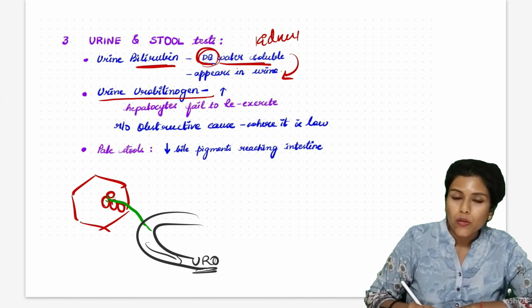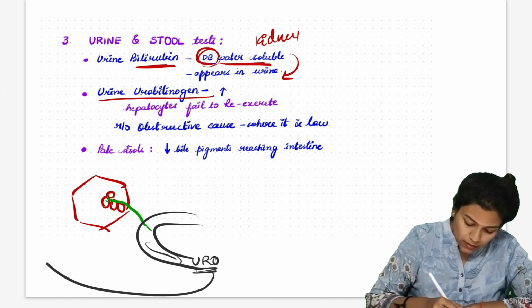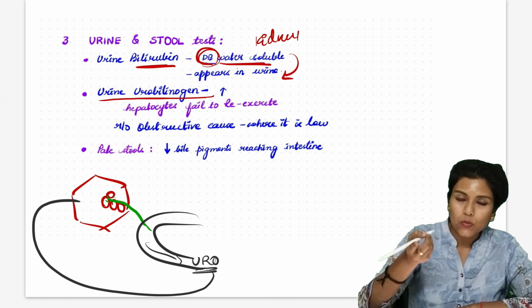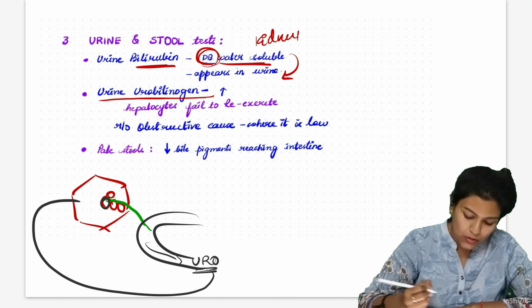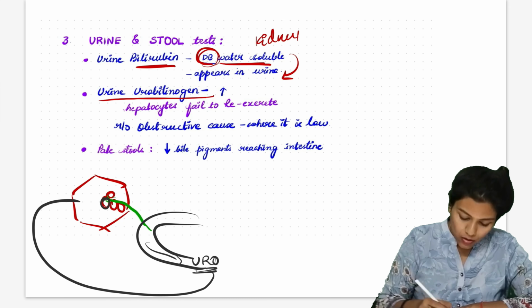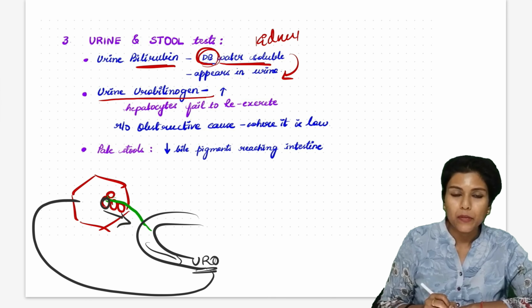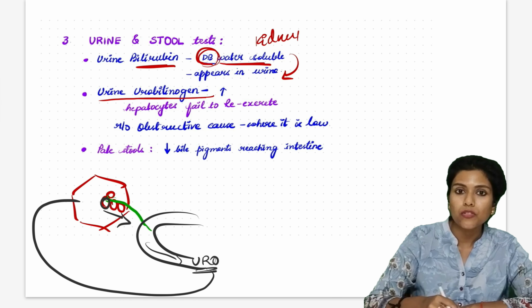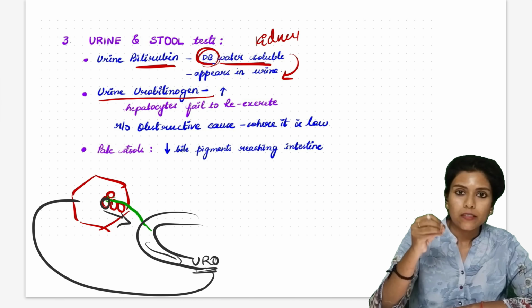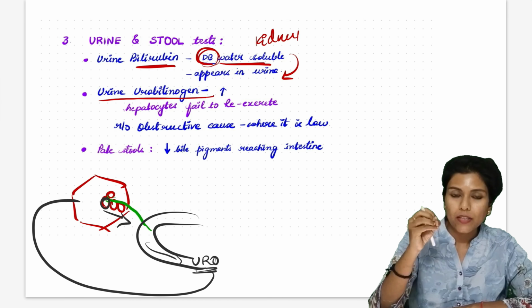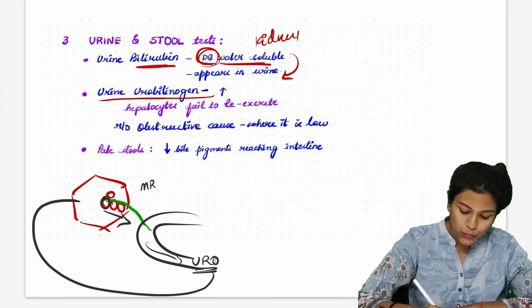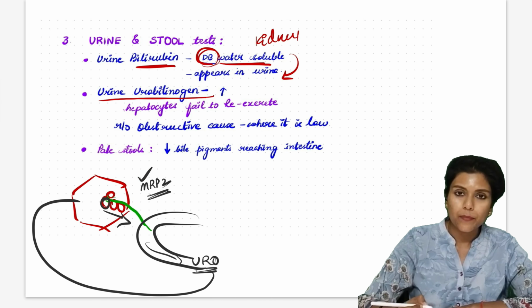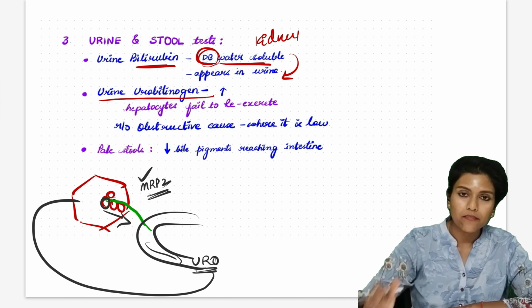So all this urobilinogen, via the portal circulation, comes back to the liver. It is taken up by the hepatocytes again, but they are not able to excrete it, because the excretory system of hepatocytes for urobilinogen is different. The direct bilirubin they are able to excrete via the MRP2 pump. The MRP2 pump is still present. This is another excretory function.